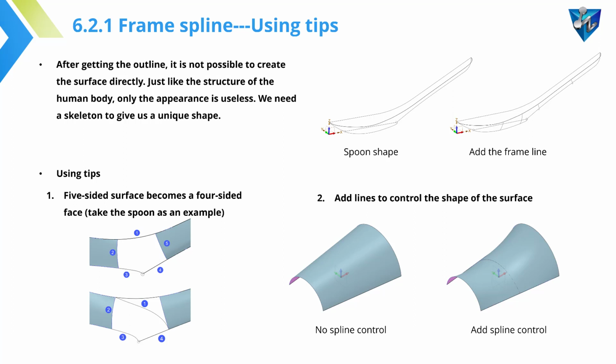There are some useful tips. The first is when we meet the five-sided surface. We need to divide it into two areas with one spline to get good quality surfaces. The second is that the spline can control the shape, so suitable splines can get good quality surfaces.